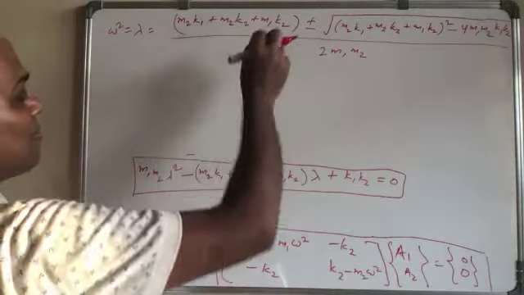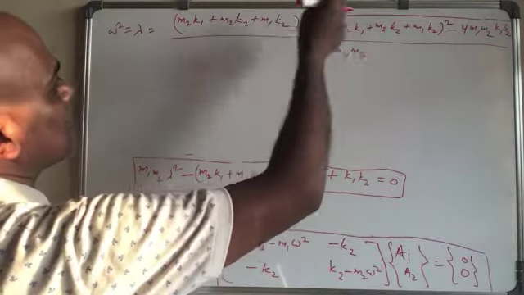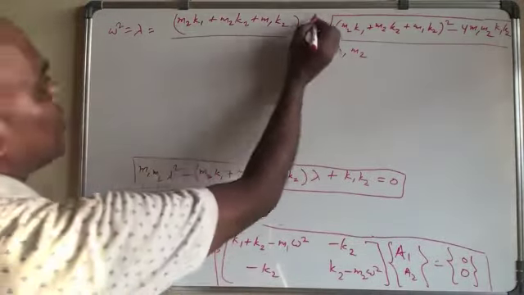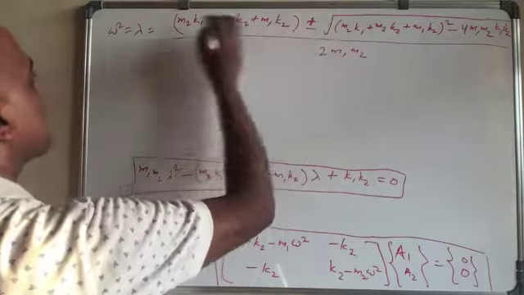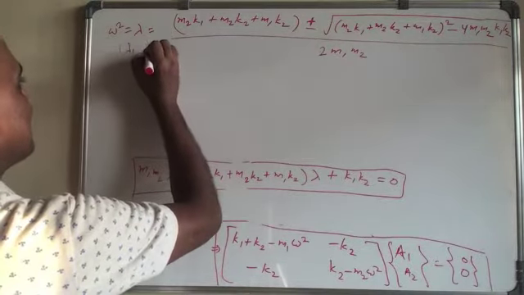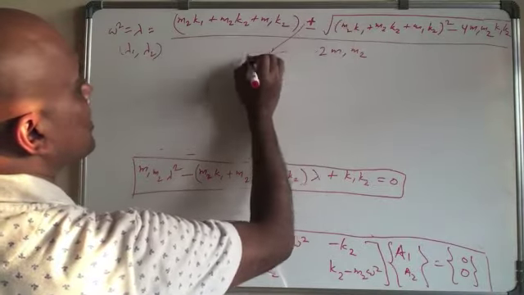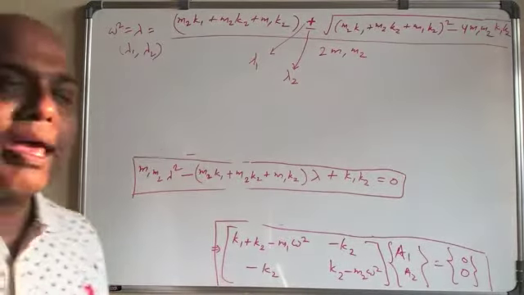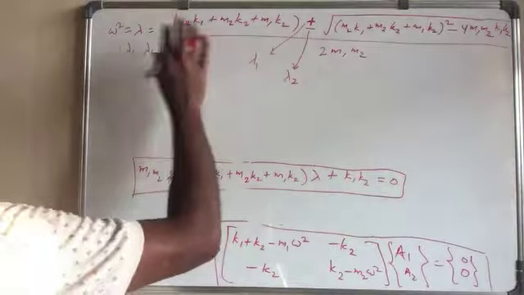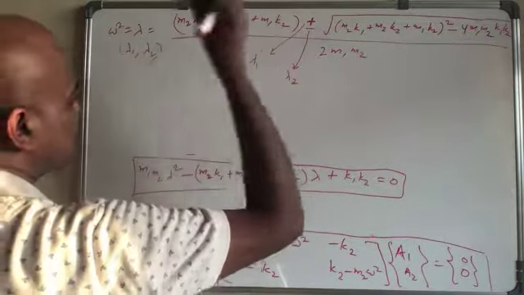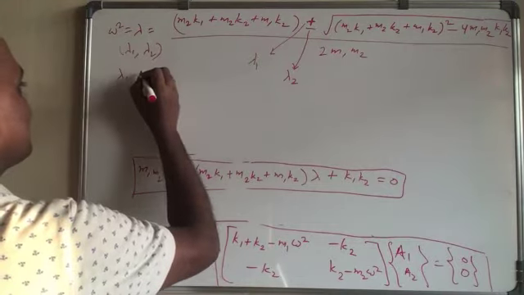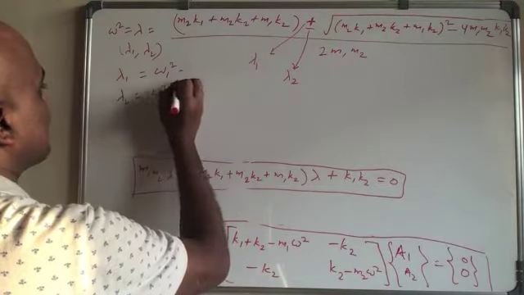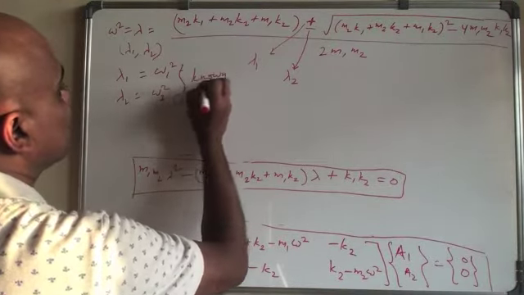Okay, so for your real problem, values of m1, k1, m2, k2 are known, hence you can find out the value of lambda, right? So the plus value will give you lambda 1 and the minus value will be lambda 2. Hence there are two values, lambda 1 and lambda 2. Here we assume that lambda 1 and lambda 2 are known now. So what we know is lambda 1 equal to omega 1 square and lambda 2 equal to omega 2 square. Both are known.